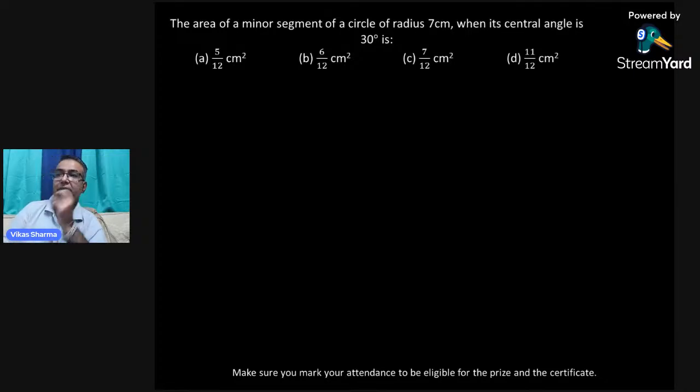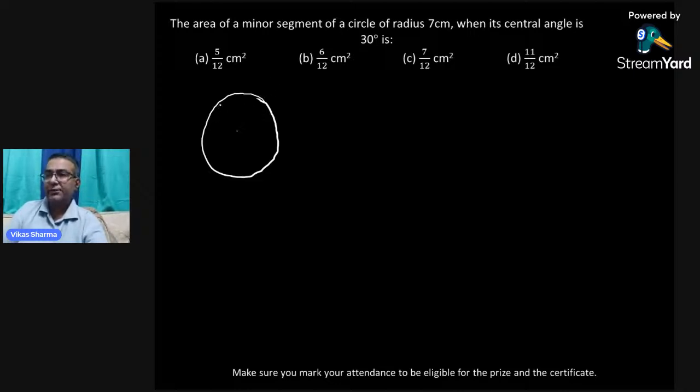Okay, the area of a minor segment of a circle of radius 7 centimeter when its central angle is 30 degrees is how much? So let us draw the figure now, because it's again mensuration, so if I have a figure it will make things easier for me. I draw a circle and it has a radius of 7 centimeter when its central angle is 30. So when its central angle is 30, it would be an angle probably like this, which is 30. Central angle is 30 and radius is 7 centimeter, and we have to find the area of a minor segment of a circle.